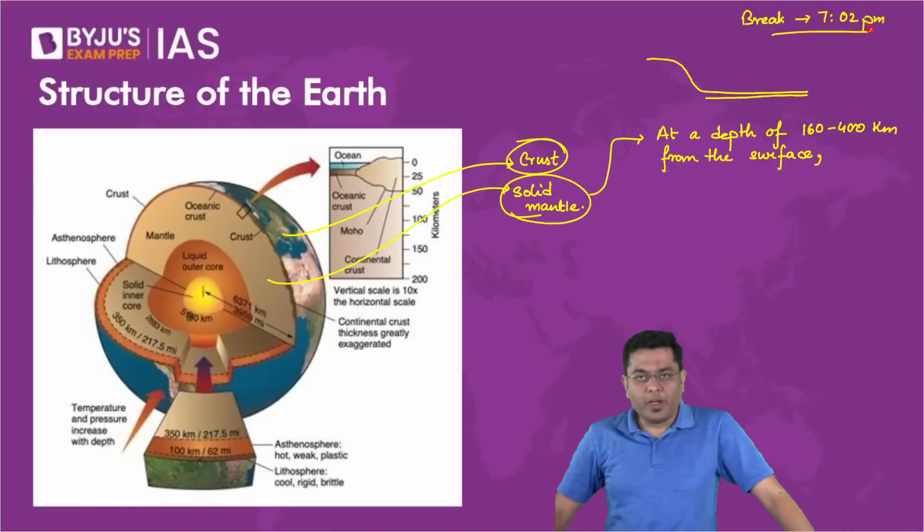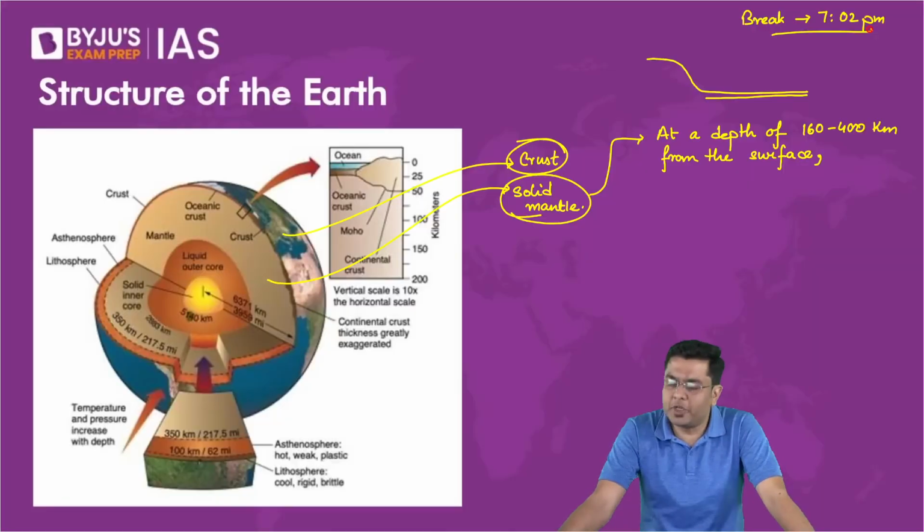Abdul, the theory that we have talked about right now about the formation of Earth is the accretion theory.